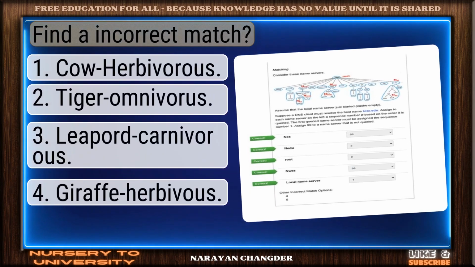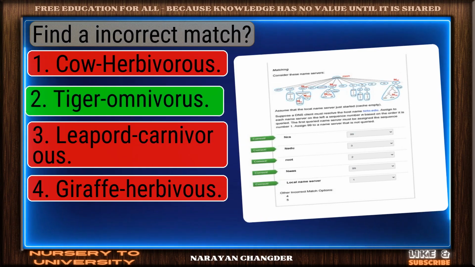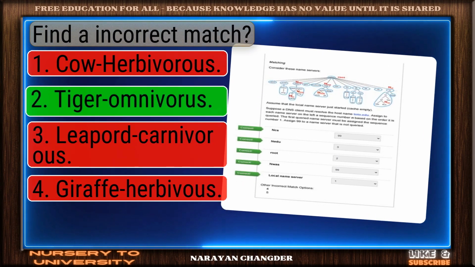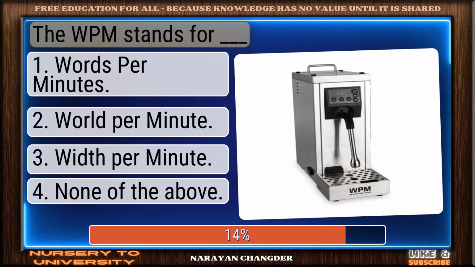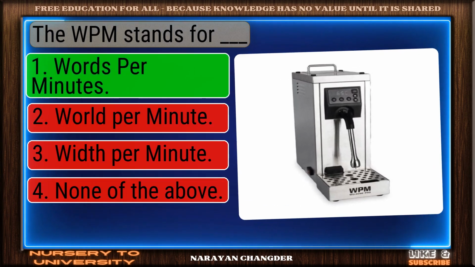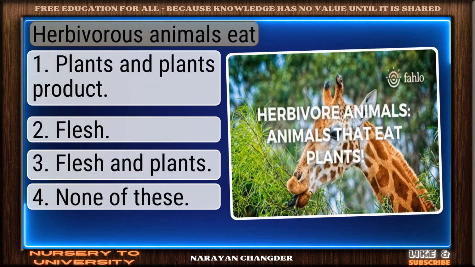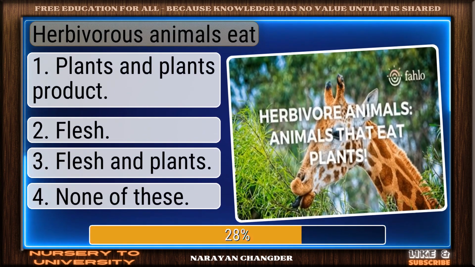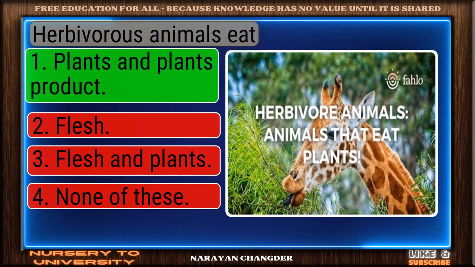Find the incorrect match. Nice selection. Tiger, omnivorous is the correct and valid answer. The WPM stands for dash. Well reasoned. Words per minute is the correct choice. Herbivorous animals eat. You chose plants and plant products.